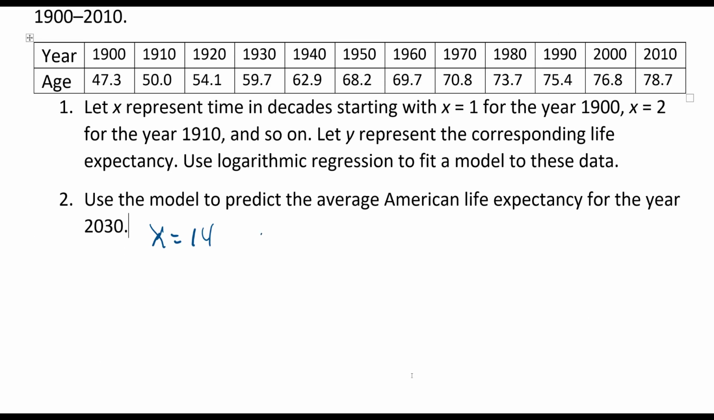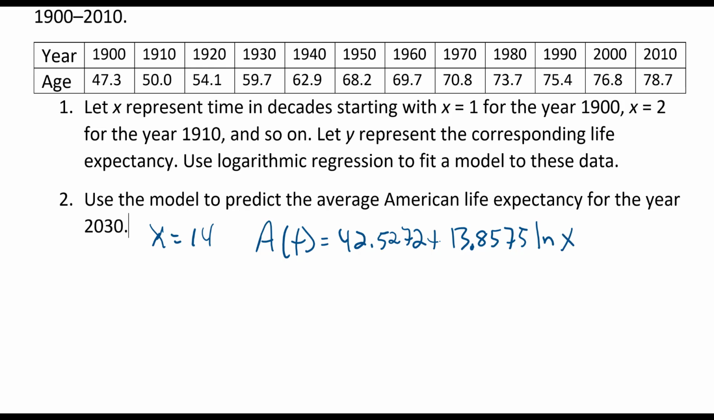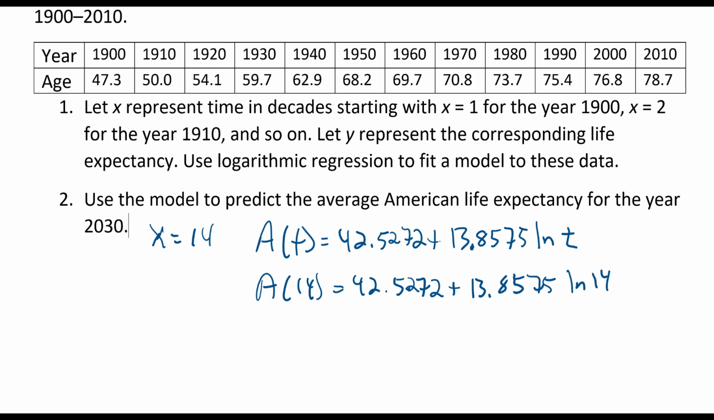I like to use A, the amount at time t. It's going to be 42.5272 plus 13.8575 natural log of x, or t, I guess in this case. So the amount at 14 would be 42.5272 plus 13.8575 natural log of 14. And I'll put this in my calculator and see what we come up with.